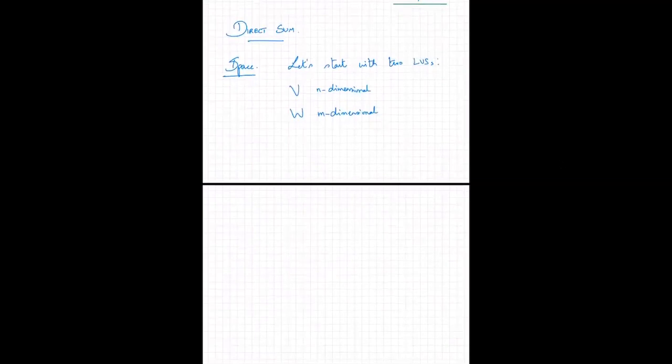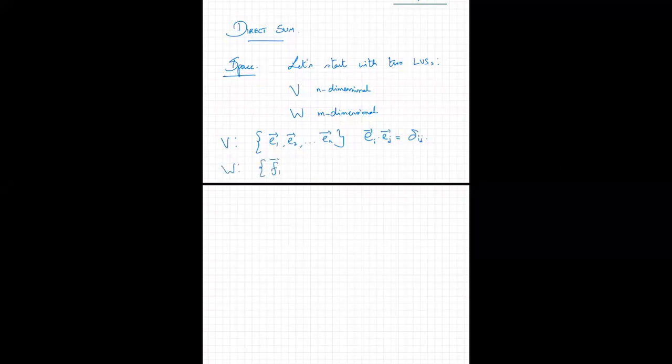So let me define a set of basis vectors on V and W. On V, let me say that my basis vectors are given by E1, E2, up to En. And these are basis vectors in the sense that if I do Ei dot Ej, I get delta ij. It is 0 if i is not equal to j, and they are normalized properly. Let me call the basis vectors on W some f's, f1, f2, and there are m of them. And they are also proper basis vectors in the sense that fi dot fj is delta ij.